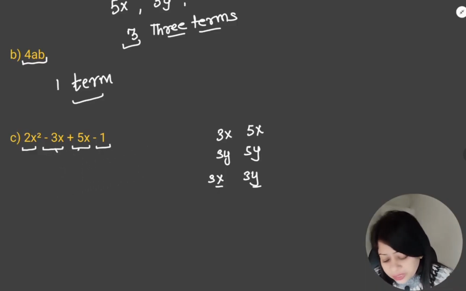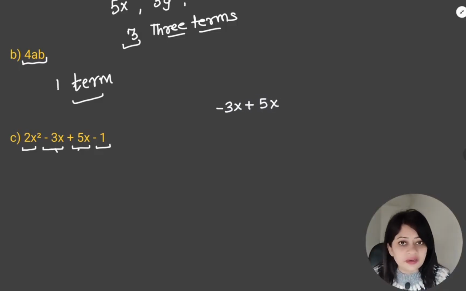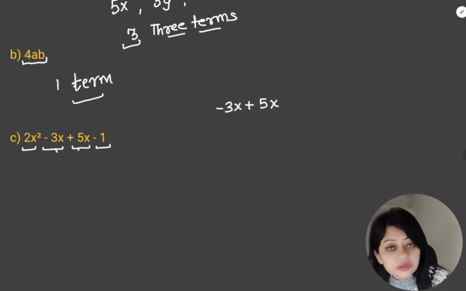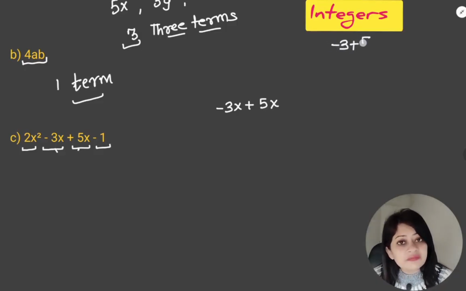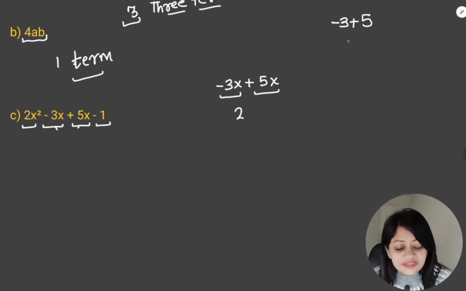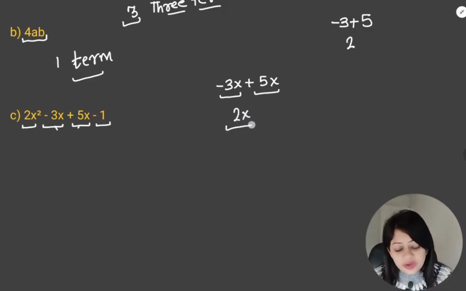What do you do in such cases? You just add them first. Now you will say it's very hard to add them if you are in grade 7. Minus 3x plus 5x. They are like. Okay, now you remember integers. Minus 3 plus 5. What is minus 3 plus 5? Minus 3 plus 5 is plus 2. So because you have here minus 3x plus 5x, it will become 2x. X you will write as it is, and minus 3 plus 5 is 2.